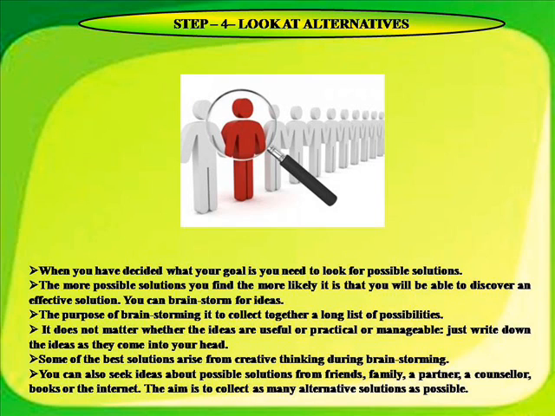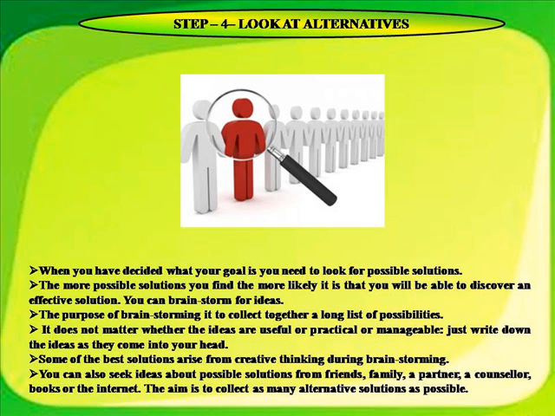The purpose of brainstorming is to collect together a long list of possibilities. It does not matter whether the ideas are useful or practical or manageable. Just write down the ideas as they come into your head. Some of the best solutions arise from creative thinking during brainstorming. You can also seek ideas about possible solutions from friends, family, a partner, a counselor, books, or the internet. The aim is to collect as many alternative solutions as possible.